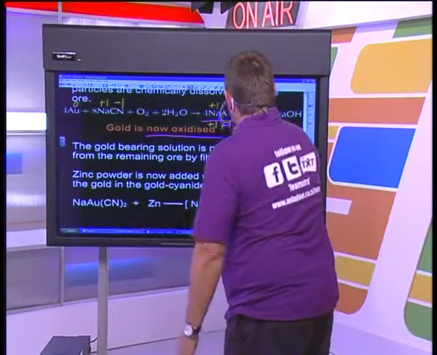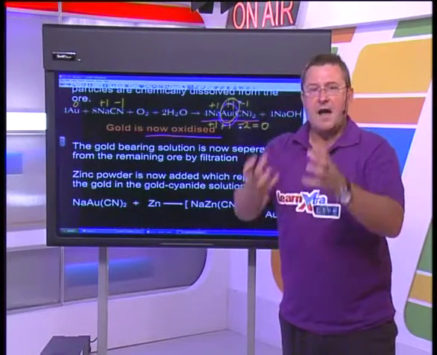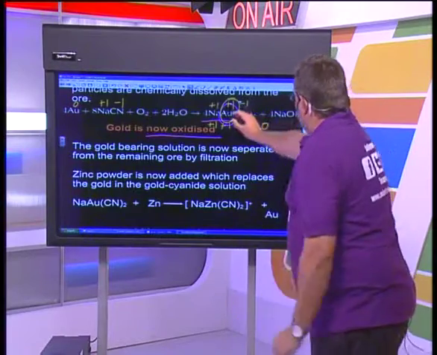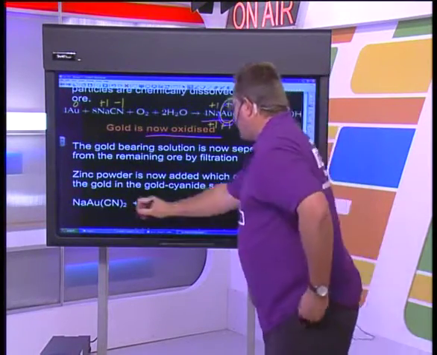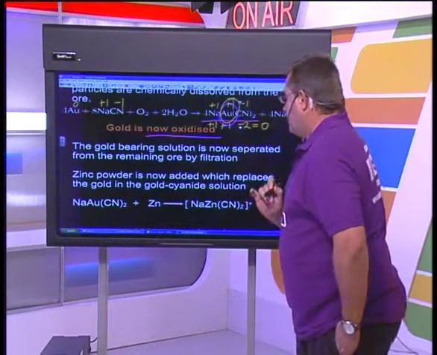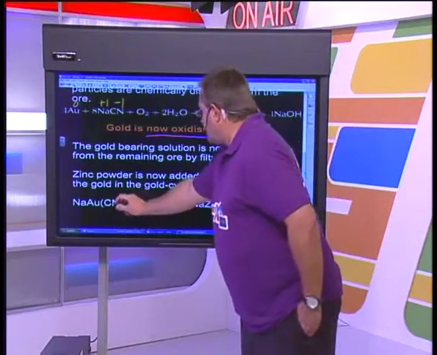Well, this here is going to be the gold-bearing solution. It's now separated. We separate it by filtration. Obviously the unreacted ore would stay behind. We filter it, so the filtrate that comes out now has the dissolved compound. And then what they do is they add zinc to the filtrate, to the sodium gold cyanide complex.